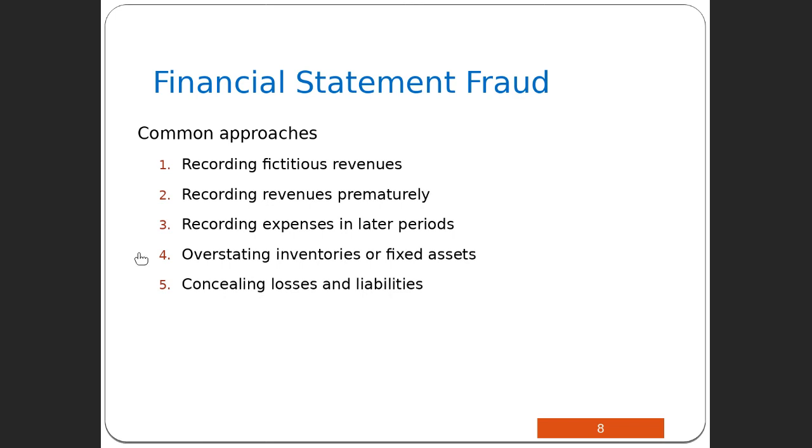Number 4, overstating inventories or fixed assets. Whatever the value of the inventory is, what's reported on the financial statement is more. Same with the fixed assets, right? You have a building that is 50 years old, and on the balance sheet, the value of it is much higher than what it would be if you were to sell it, right? The depreciation is miscalculated. The asset is misrepresented in the financial statements.